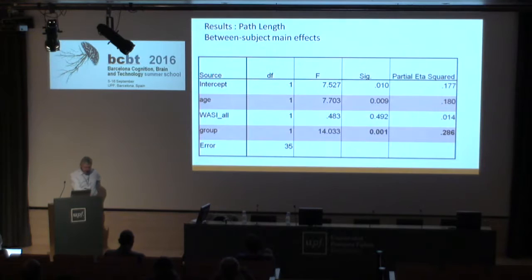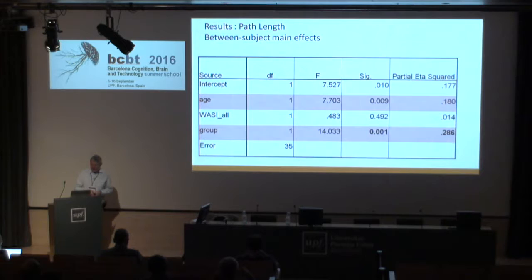Except we have done it in the scanner as well, in which case they have a screen which we made specially. So first of all, there's quite a large effective group. People with autism perform pretty badly on this task. They perform much less accurately.